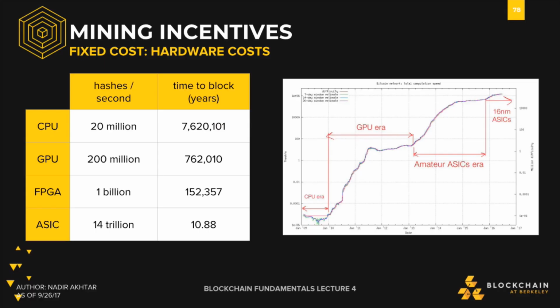Okay, so let's talk about fixed costs. One fixed cost is hardware. CPUs: if you look at this graph over here, the CPU era, when people used CPUs to mine Bitcoin, was back in 2009 to 2010. It wasn't a very long period, but because there weren't a whole lot of people on the network, it was totally viable to be mining on your MacBook, for instance, or whatever computer you have.